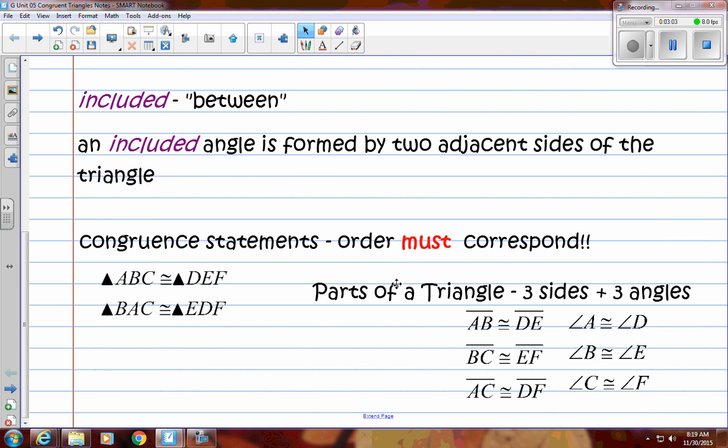And finally, we'll be talking a lot in this unit about parts of triangles. A triangle is made up of three sides and three angles. So if we ever are asked to write congruence statements for all of the parts of a triangle, then you're going to want to find the matching or corresponding sides. Again, order matters, as well as the angles.